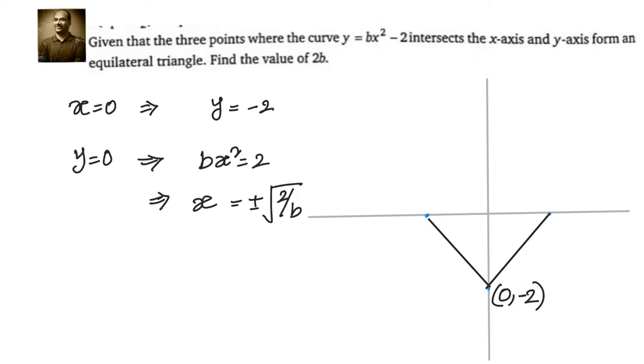Now let us plot these points. One will be (square root of 2 by b, 0). Another one will be the image of this on the y-axis, that will be (minus square root of 2 by b, 0).